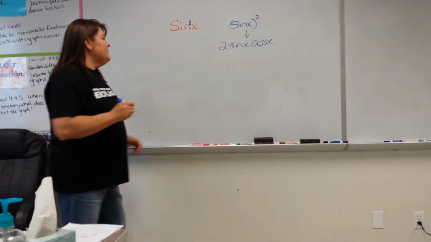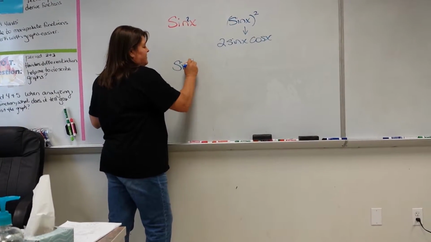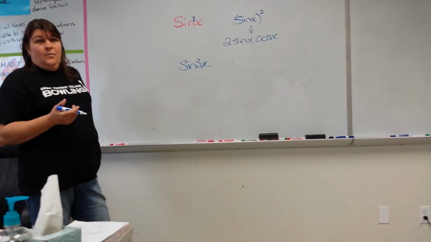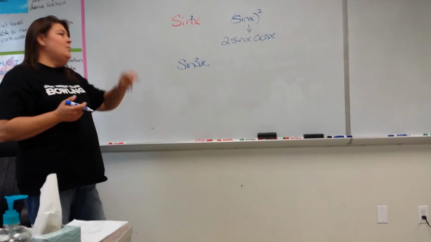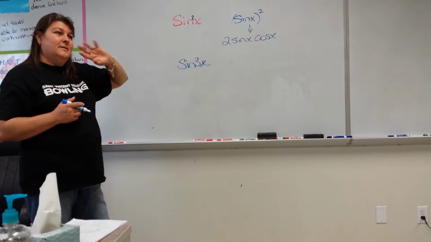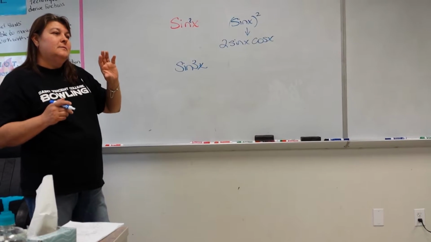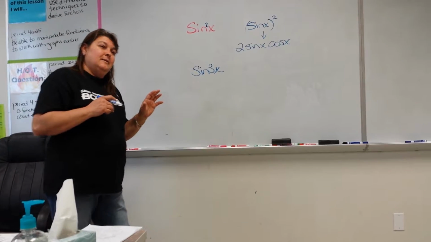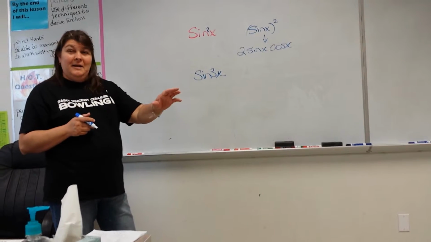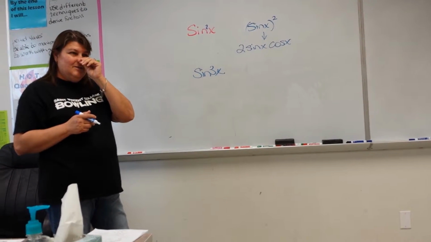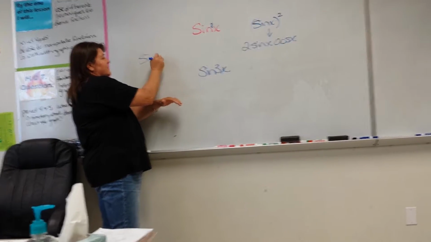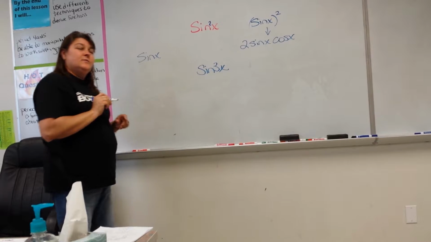How about something like this? Sine of 3x. Again, chain rule, without you really knowing it's chain rule. What's the outside here? That's a good question. Okay, let's look at this. So how do I take the derivative of sine?